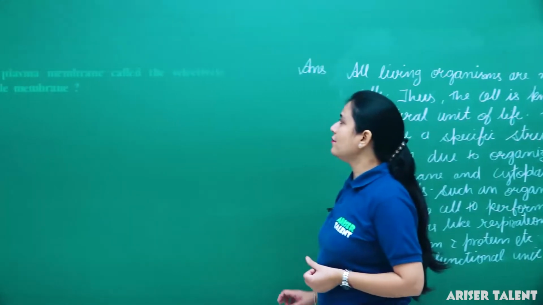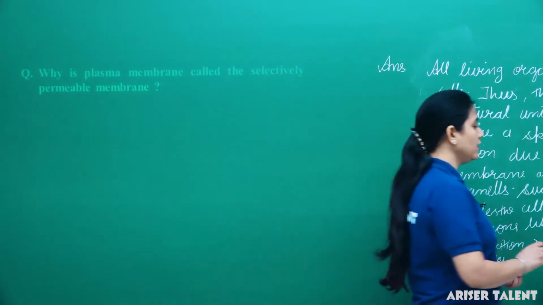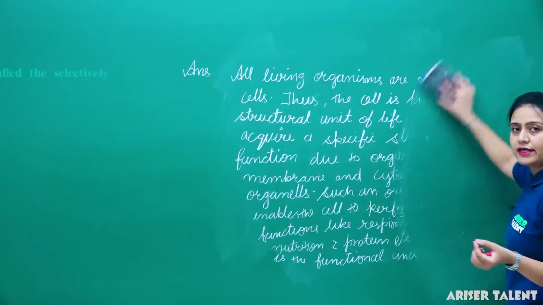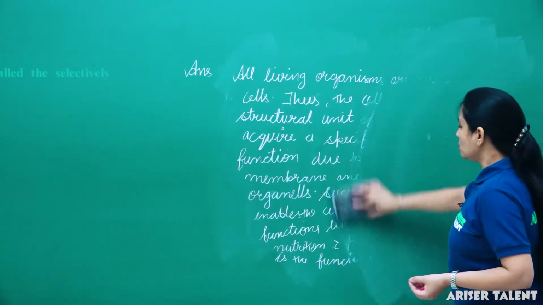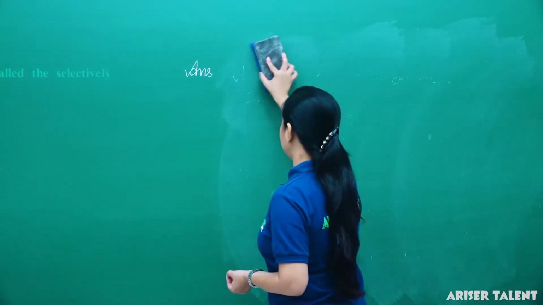Why is the plasma membrane called selectively permeable? As we all know, the plasma membrane allows the movement of only selected particles. Okay. So that's why it is known as selectively permeable.